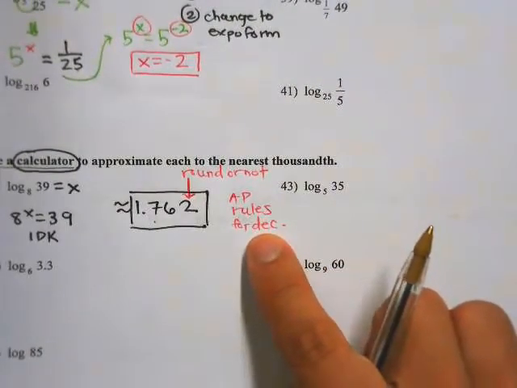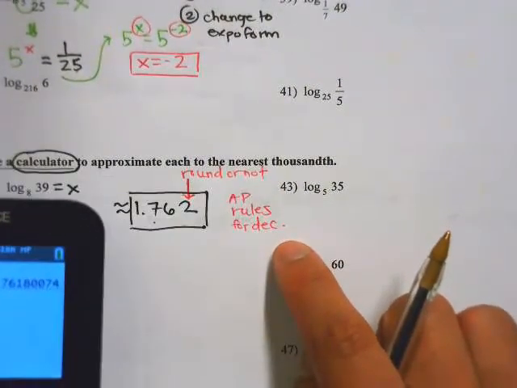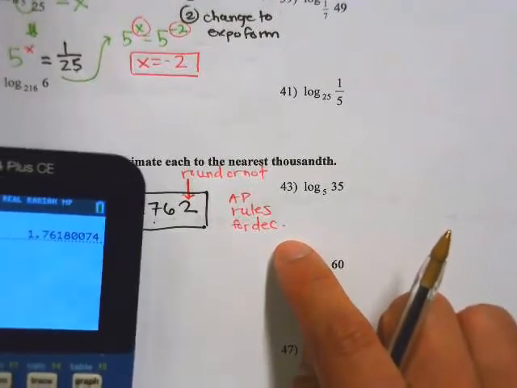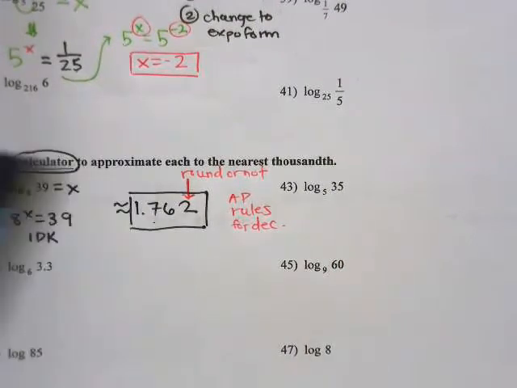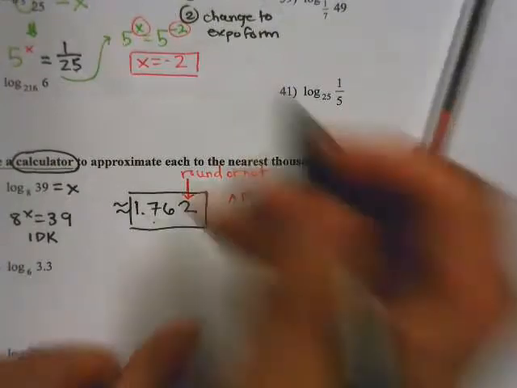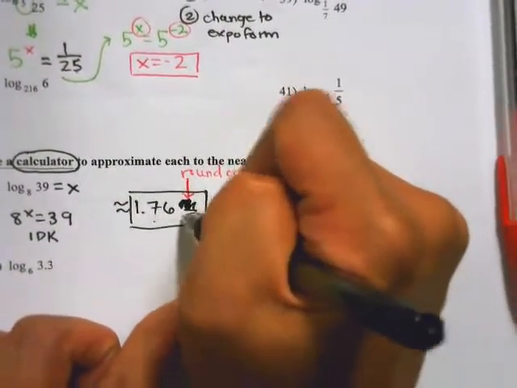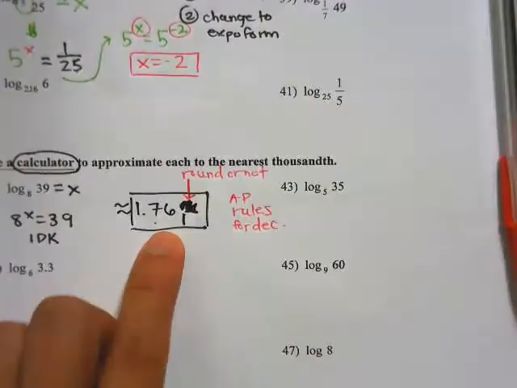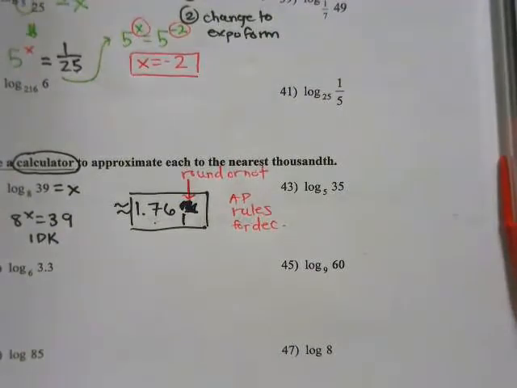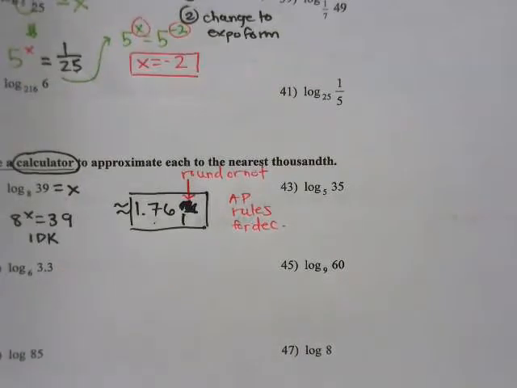AP will accept either one. They will not accept 1.763 or 1.760. So it's either one of those. And actually, I'm gonna do 1.761 because I've just been doing it this way for the past 3-4 years. It's up to you. I'll also accept 1.762. That's fine. Okay. All right.